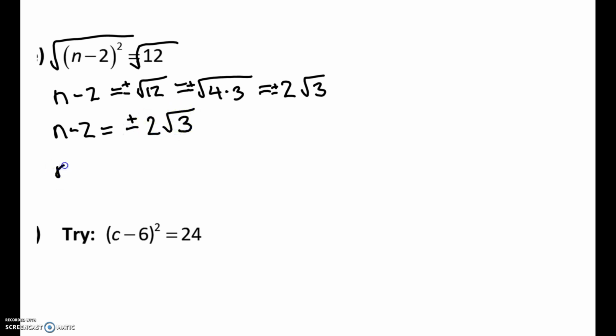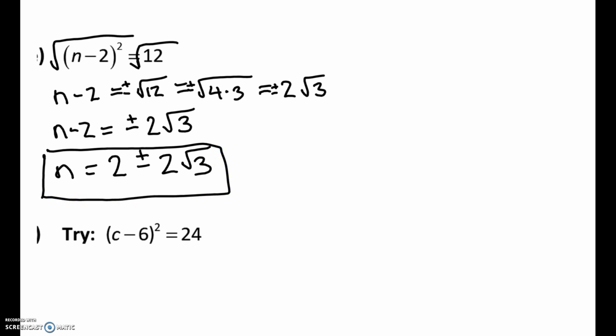I'm going to add the 2 over. So I get n equals 2 plus or minus 2 root 3. Notice these are not like terms, so I can't combine them. So this is actually my final answer, just like that. I want you guys now to do F on your own. You should have gotten c equals 6 plus or minus 2 root 6.